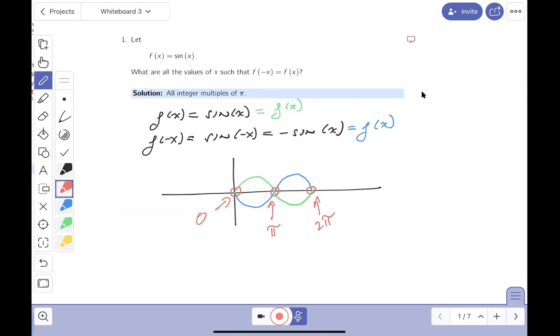Let me point out where that answer is. All integer multiples of pi. For example, 0 times pi is 0, 1 times pi is pi, 2 times pi is 2 pi, and so on. They keep repeating themselves cyclically every pi. All right, that's number 1, not that bad. Certainly I'm not going to say it was an easy problem, but it was a doable problem.